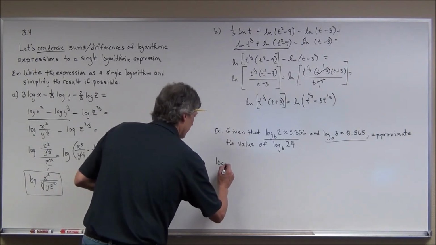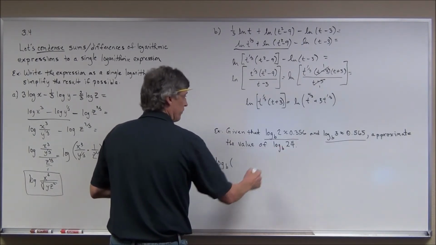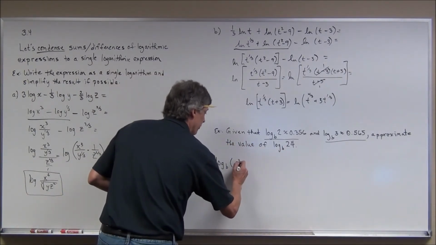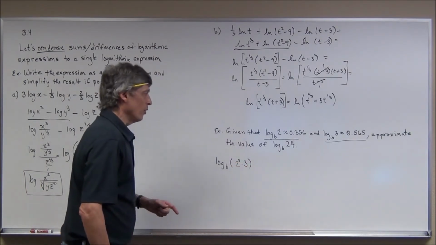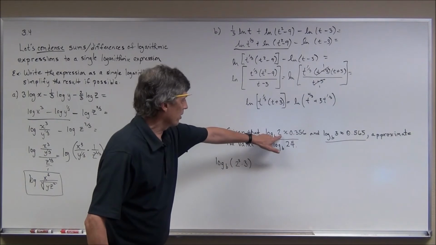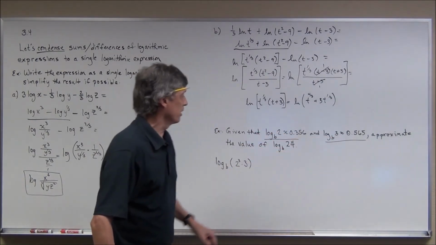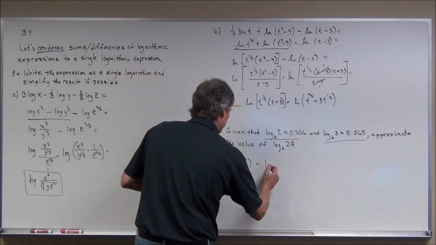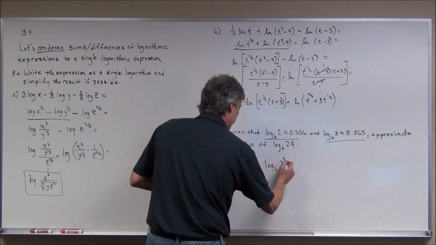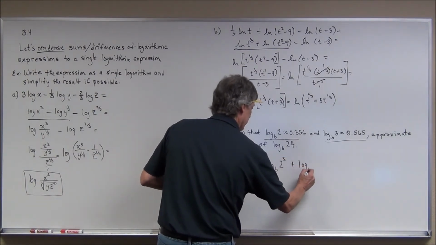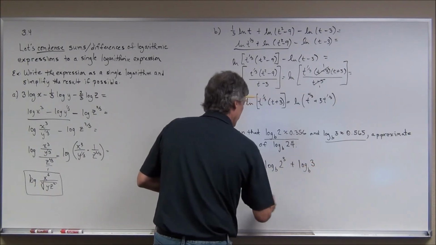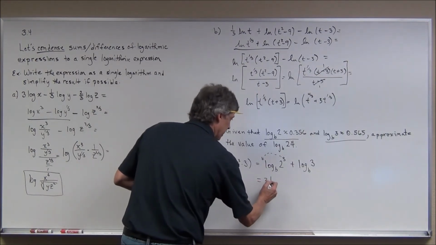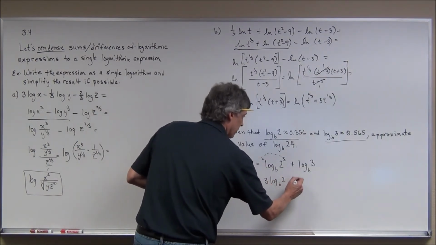I hope you will agree that log base b of 24 can be thought of as 8 times 3, or even better, 2 to the third times 3. Now I rewrote it like that because I have some information about log base b of 2 and I have some information about log base b of 3. I'm going to break this apart using the product property and write this as the log base b of 2 to the third power plus the log base b of 3. I'm going to write this as, using the power property, 3 times log base b of 2 plus log base b of 3.